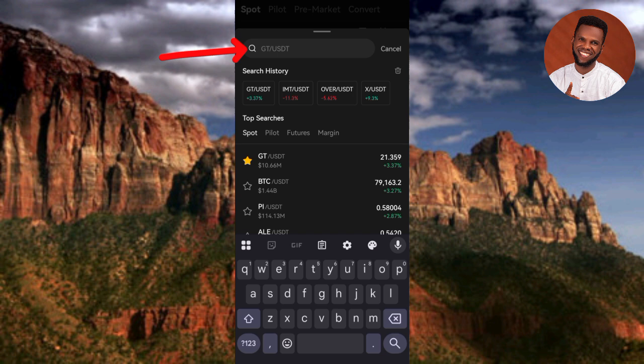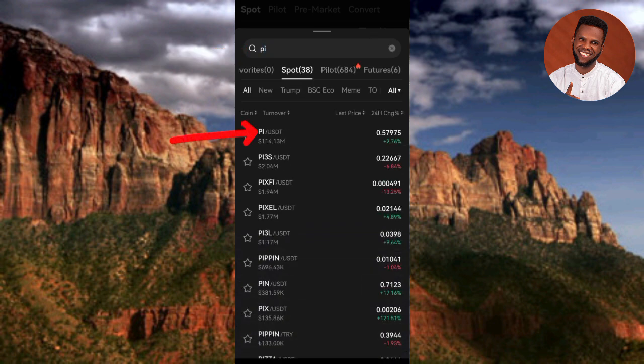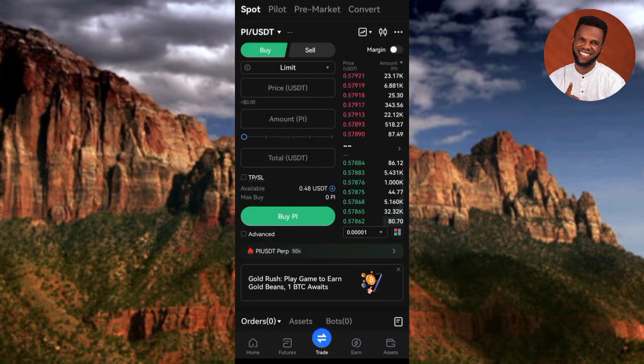So let me type in Pi, P-I. Then you tap on search. You can see the Pi/USDT right there at the top. What you have to do now is to tap on it to select it. So let me tap on it. Right there, guys, you can see now the cryptocurrency pair has changed to Pi/USDT. That's the right one. So now the next step you have to take is to tap on where you can see sell. You can actually buy and sell Pi token, but for this tutorial I want to sell. So let me tap on sell.